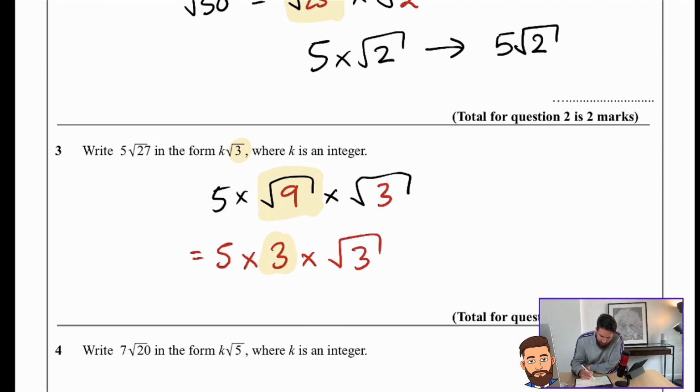Now you can just tidy this up. 5 times 3 is 15, and then you've got root 3. So my final answer is 15 root 3.